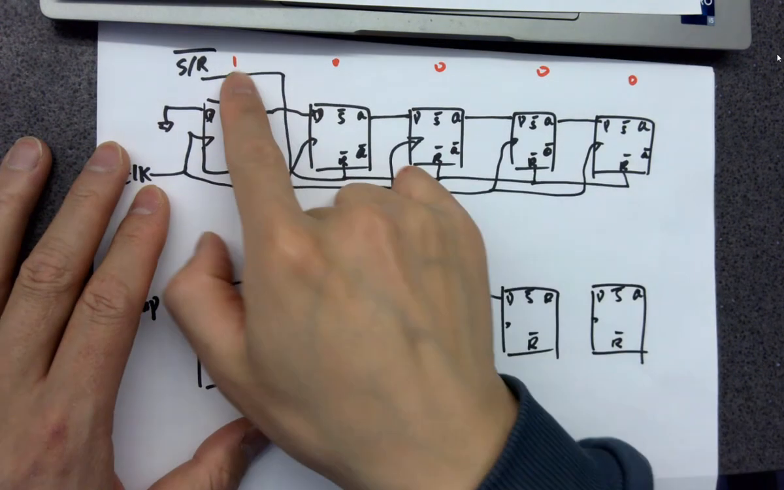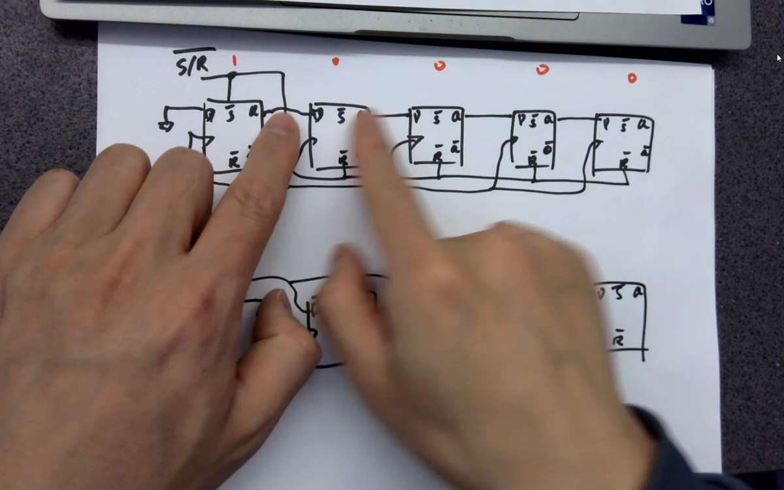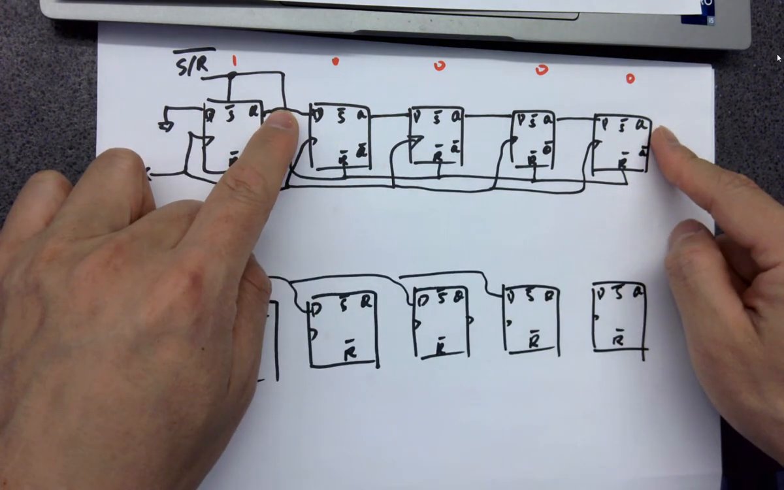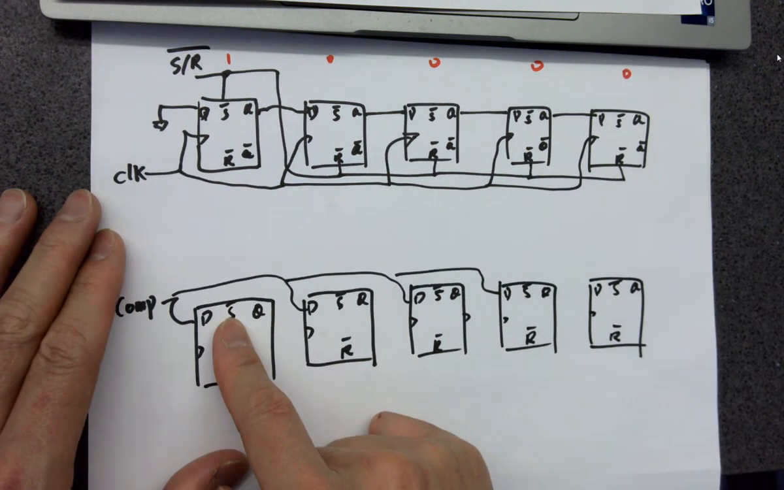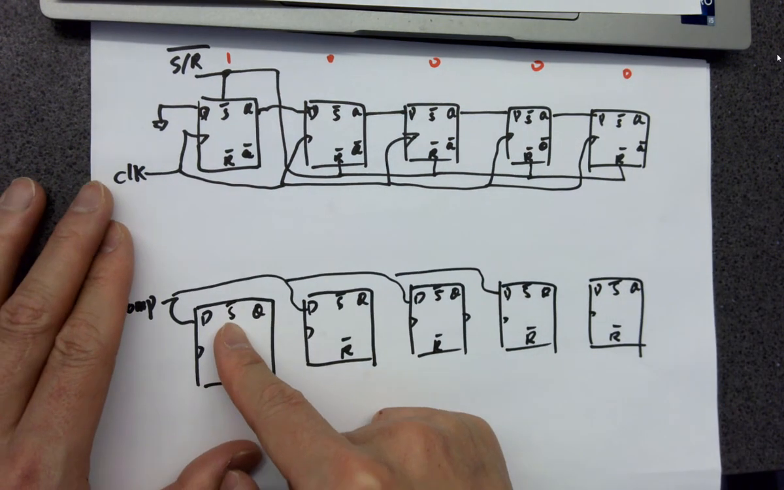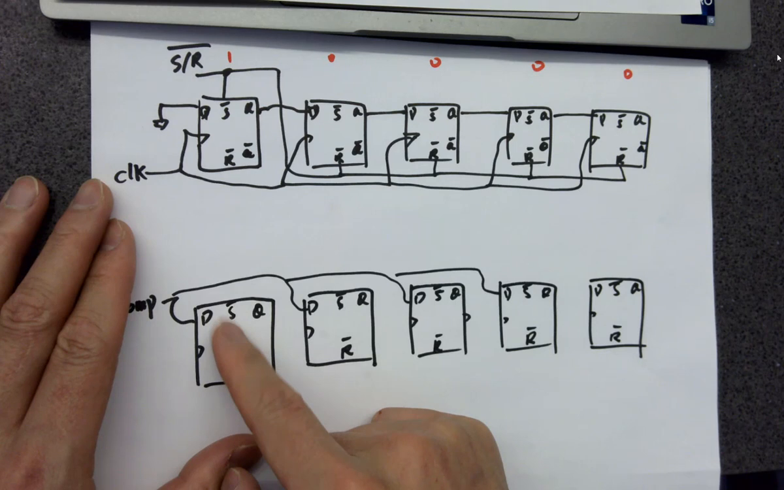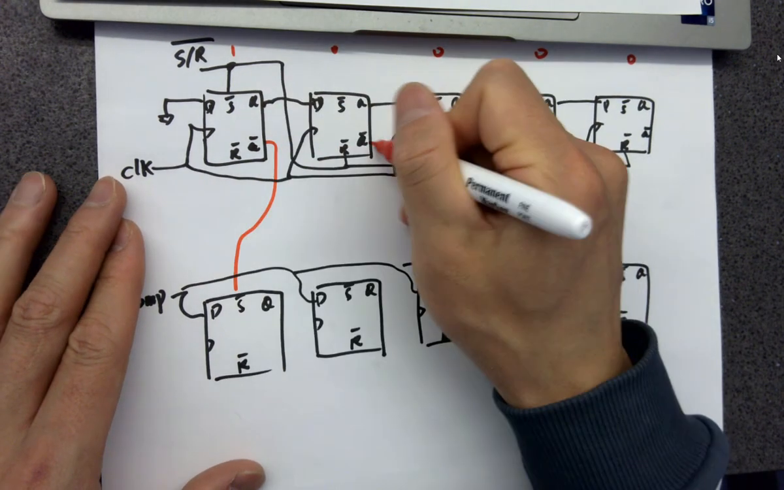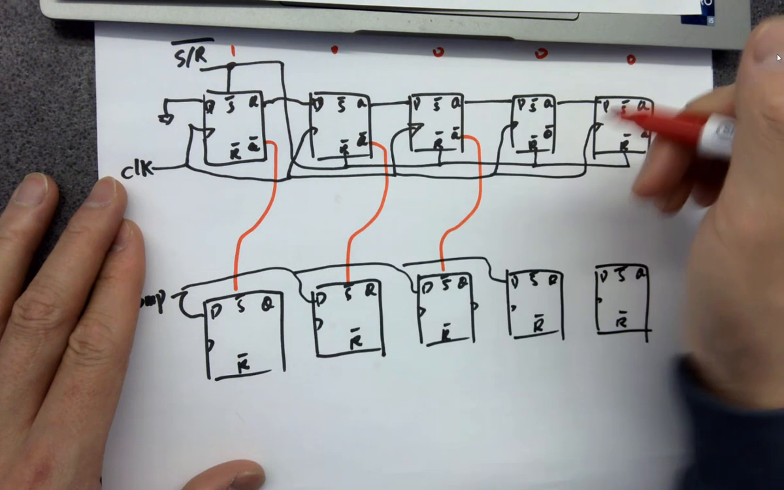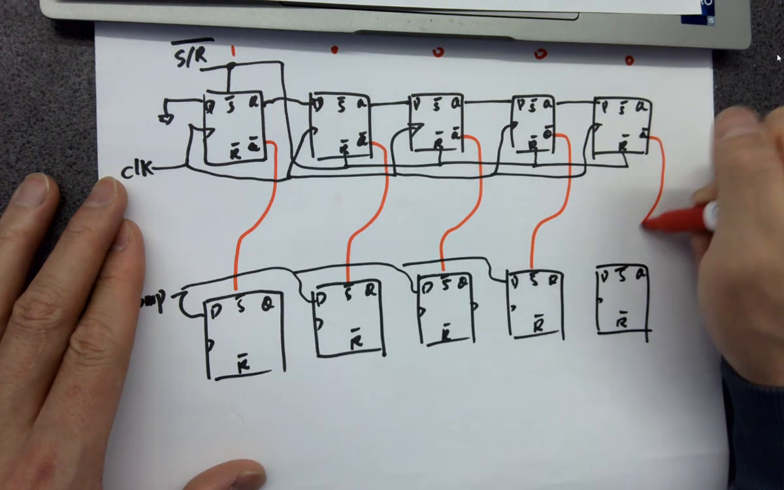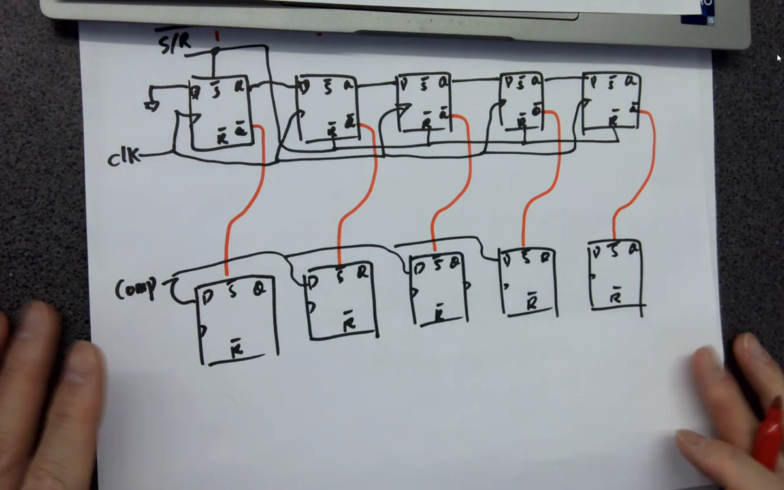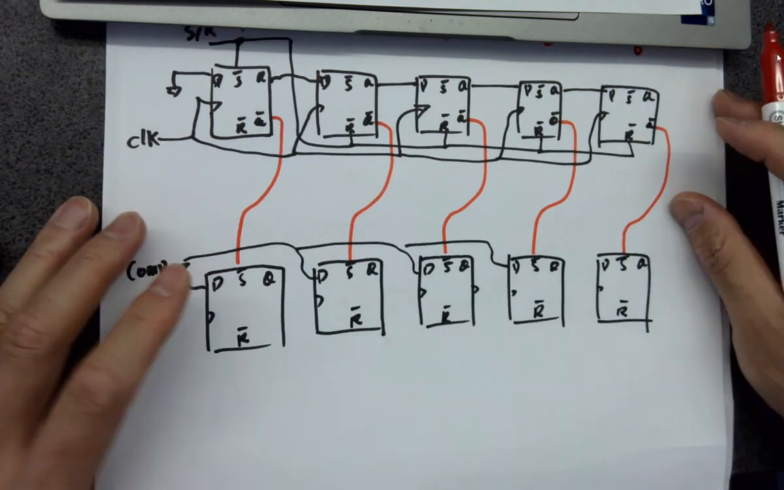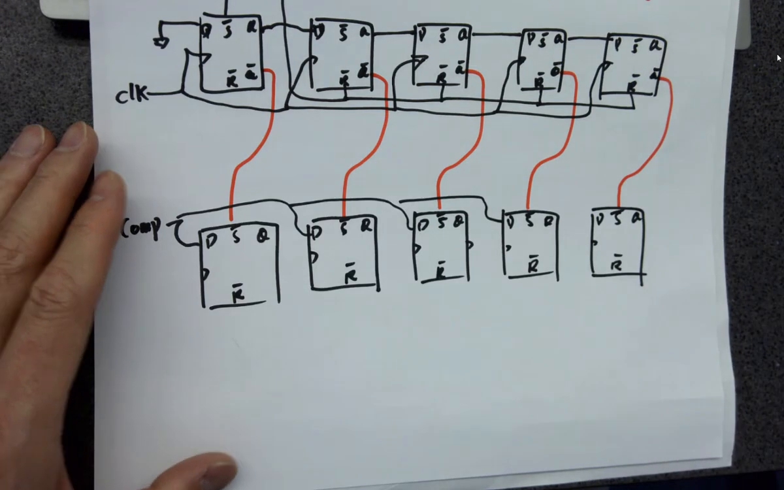Yes, I'm forming 1 and zeros at Q. However, this guy needs a 0 to set. What can I do? Use Q naught. Use Q naught. Important. All right.